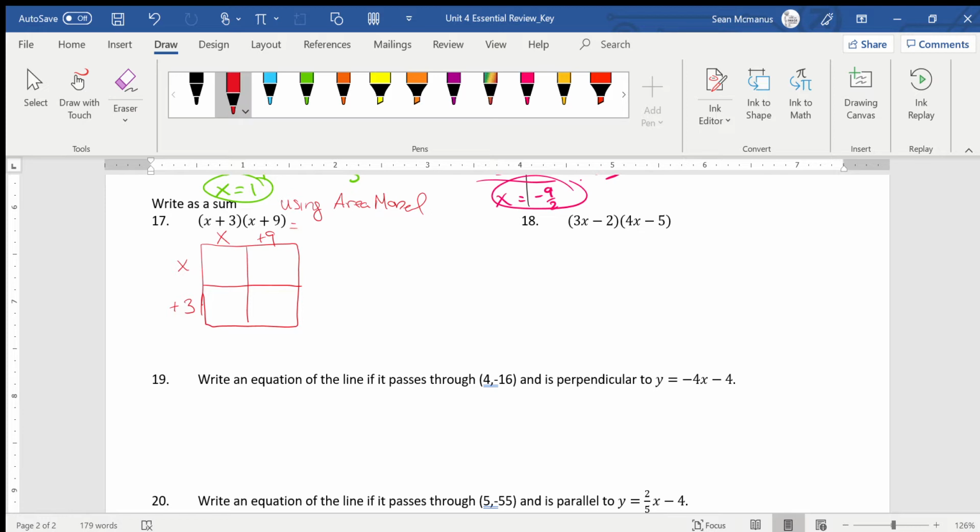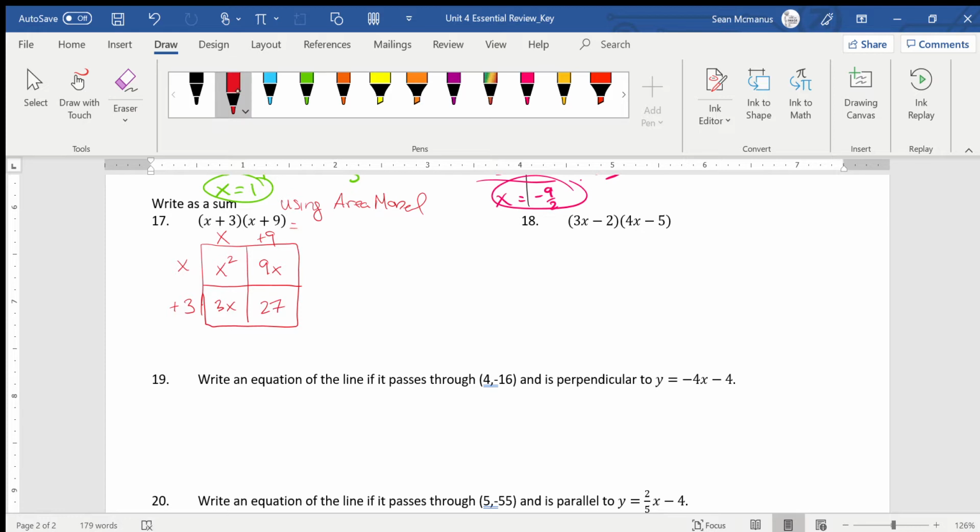I'm going to multiply through and find out what the area of each of these pieces is. So x times x is x squared. Top right box, x times 9 is 9x. Bottom left box, x times positive 3 is 3x. And the bottom right box, 3 times 9 is 27.